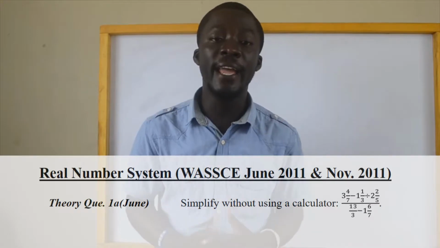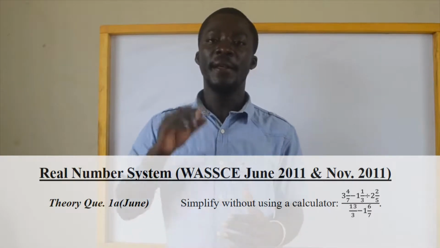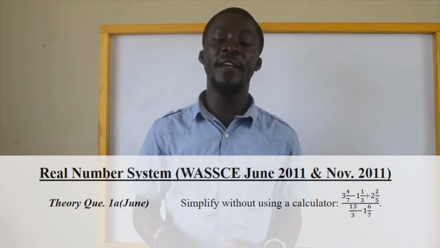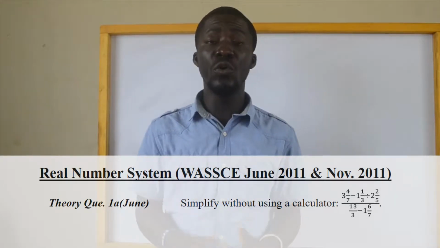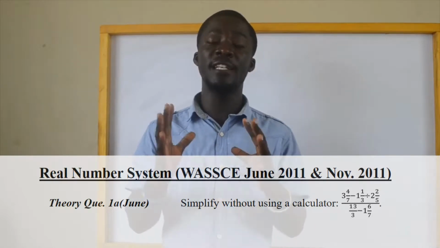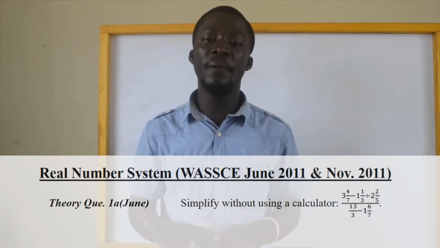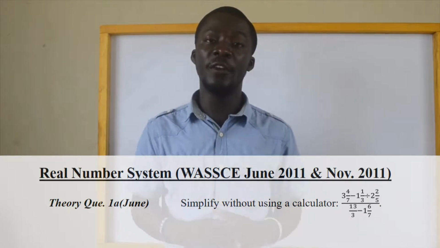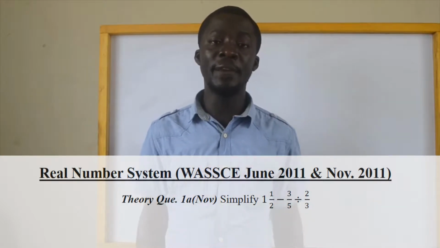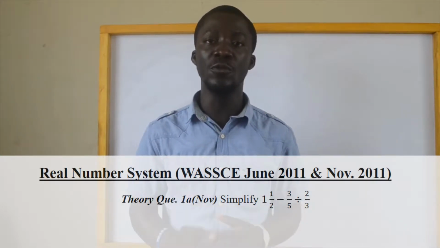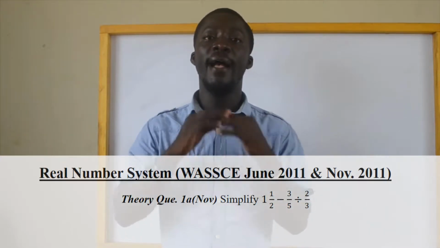Theory question 1a, June. Simplify without using a calculator. 3 4/7 minus 1 1/3 divided by 2 2/5. That's for the numerator. Divided by 13/3 minus 1 6/7, all for the denominator. Theory question 1a, November. Simplify 1 1/2 minus 3/5 divided by 2/3.